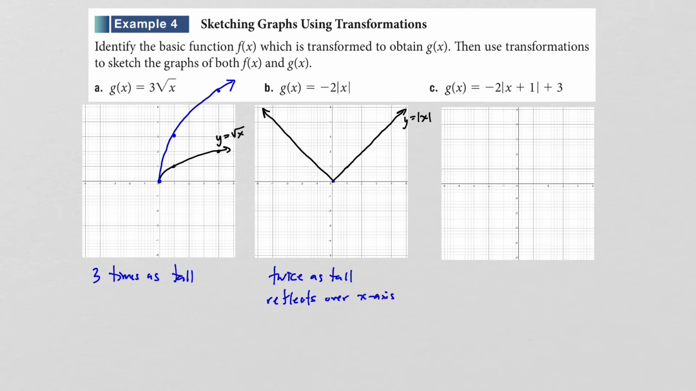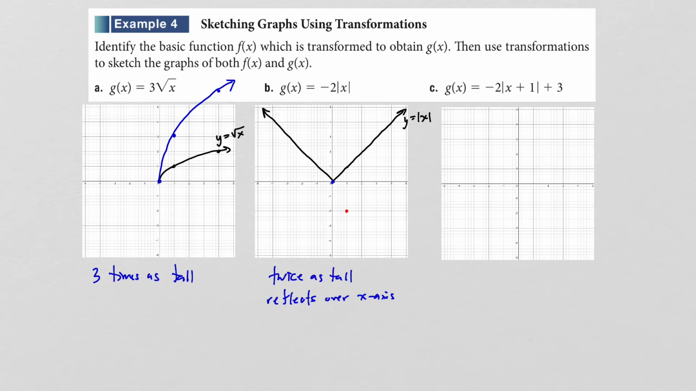So the point 0, 0 is still at 0, 0. But let's just consider the point 1, 1. When we're at the point 1, 1, the 2 is going to make it twice as tall. So that brings it up here to 2. And then the negative flips it over the x-axis. So now it's going to be at this point here.